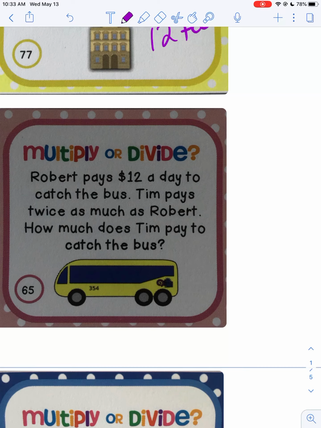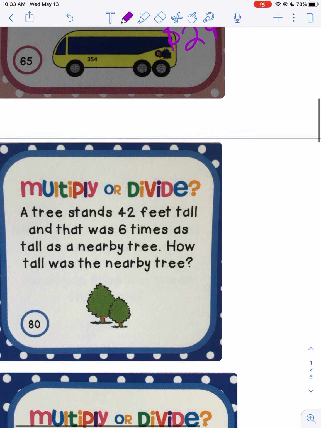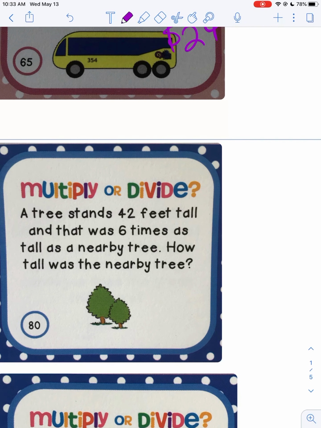Multiply or divide. Robert pays $12 a day to catch the bus. Tim pays twice as much. How much does Tim pay? Well, if Tim pays twice as much as Robert, that's 2 times 12, and that would be $24. That's a pretty expensive bus ride. Look at the next one.